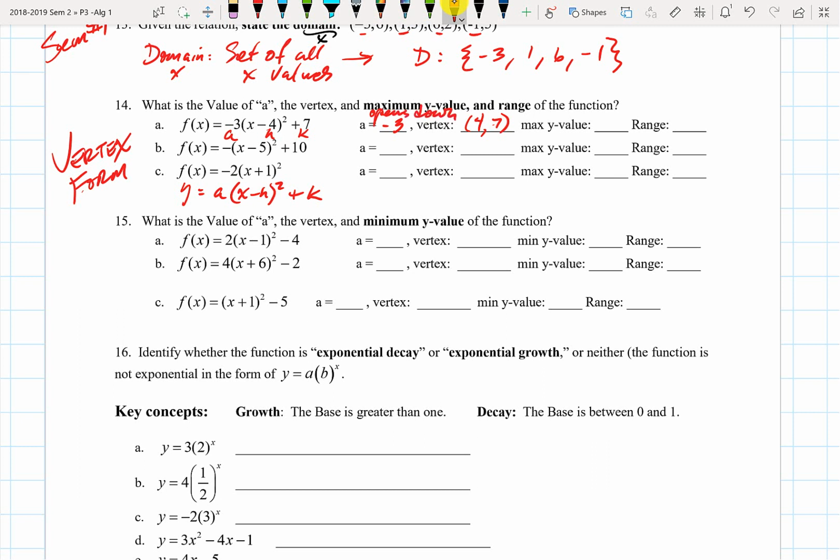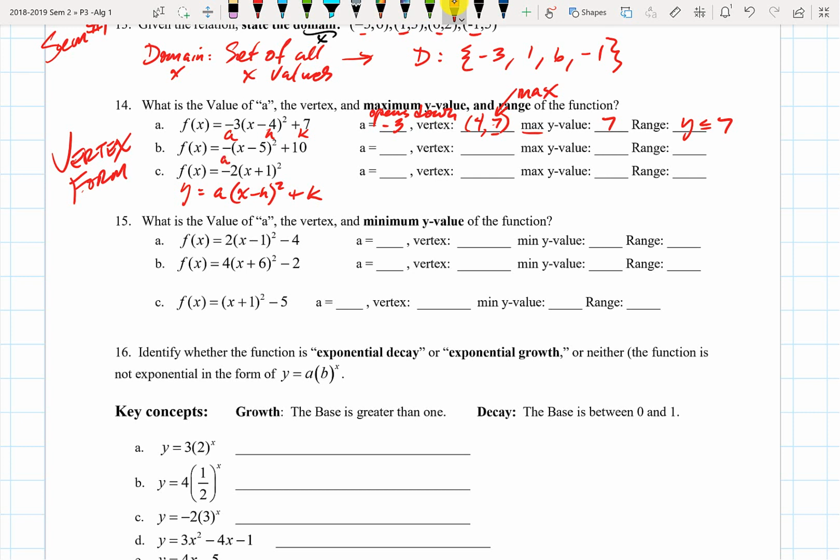Because it opens down, we have a max at the vertex. So this refers to a max, and the max y value is 7 in this case. The range is y values less than or equal to 7 because it is a max y value. All 3 of these parabolas open down because they have negative leading coefficients.